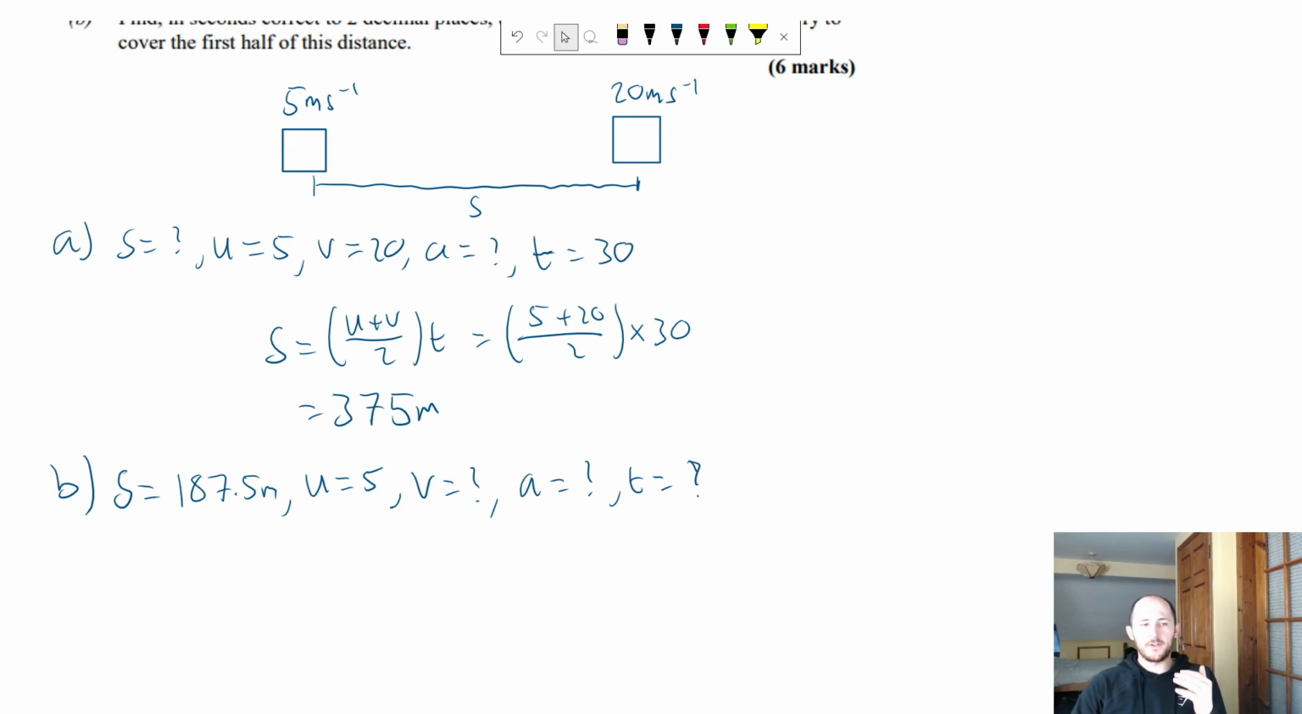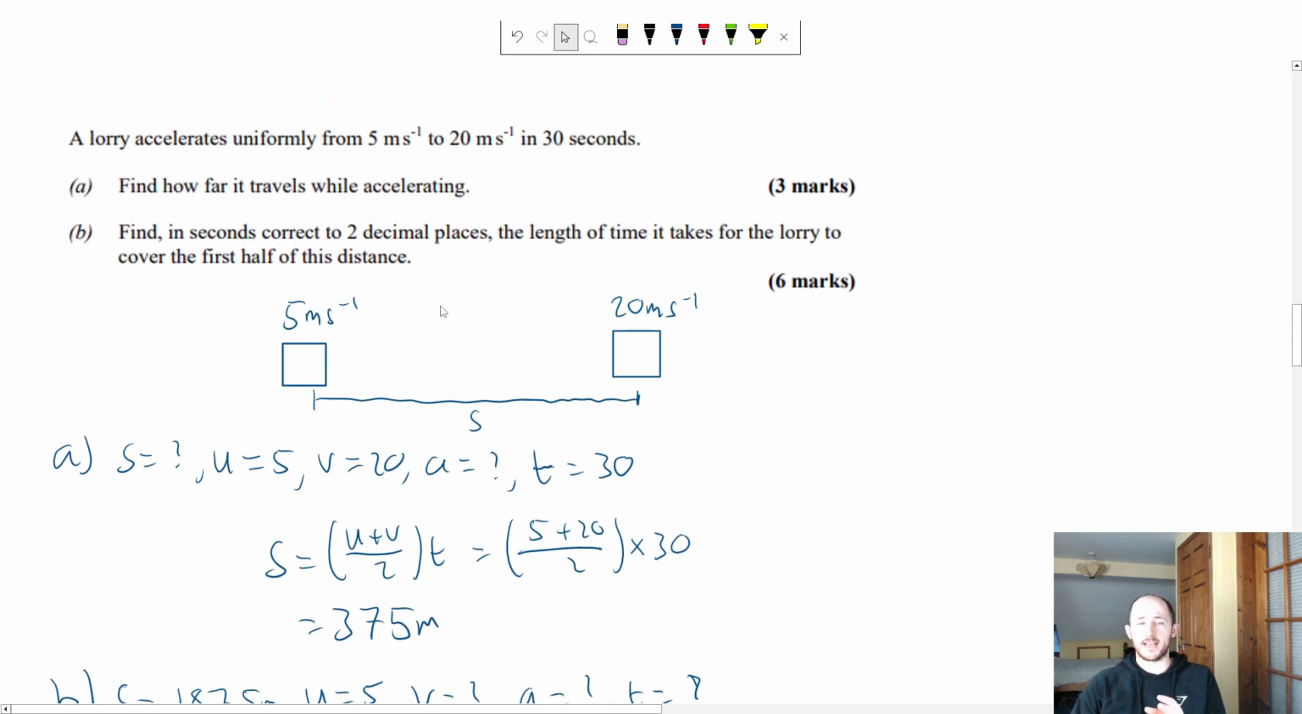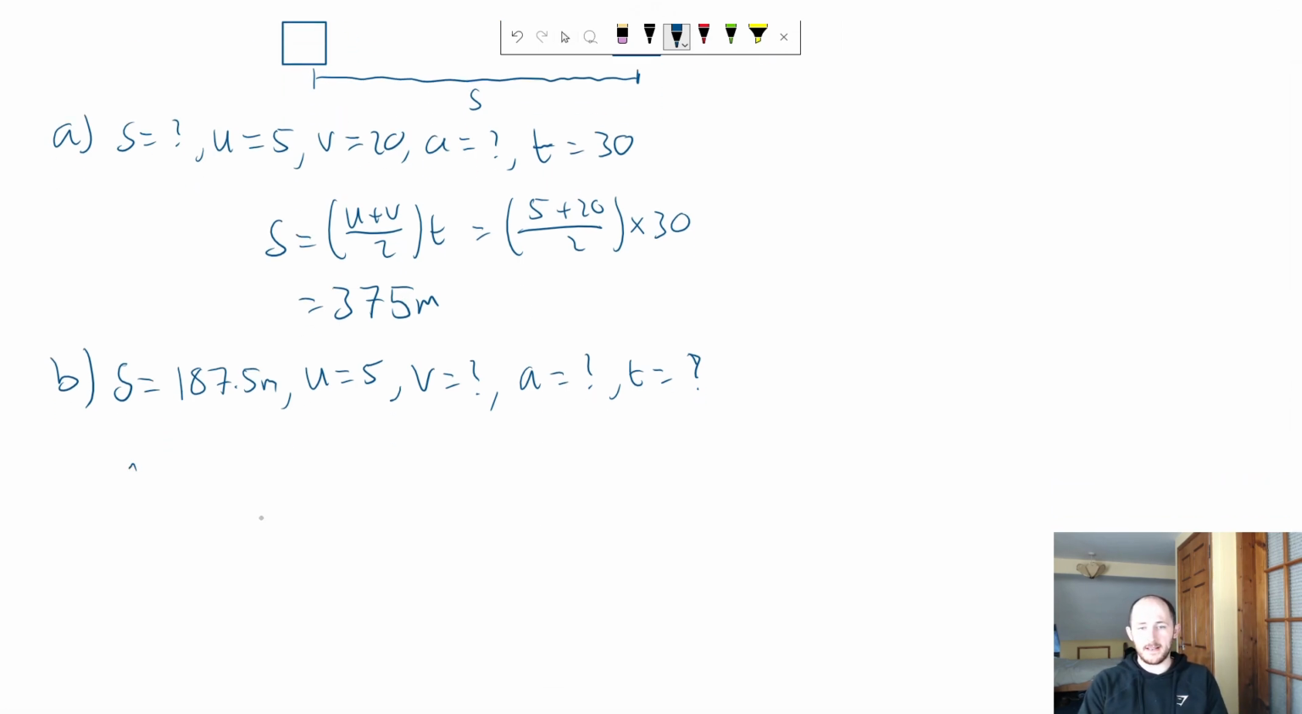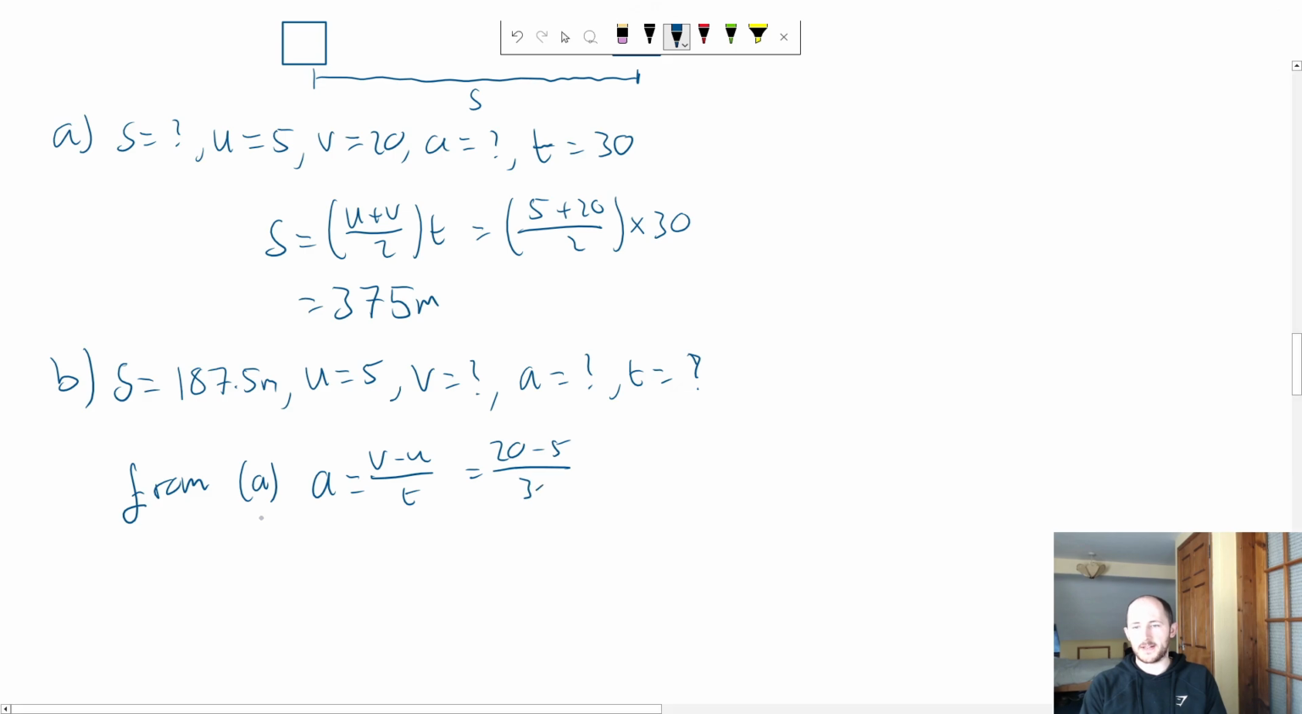Now, there are a few different things you can do in order to work out exactly what's going on. And here's what I would do. If you remember, when we do SUVAT, we have constant acceleration. So I could work out acceleration from part A, and it would be the same as the acceleration in part B. Because remember, the acceleration has to be constant throughout the whole thing. So from A, if we use the part A equations, we can say that A is equal to V minus U over T. So that's 20 minus 5 over 30, which is going to be 15 over 30, which is a half, so 0.5. That's my new value for A. And now we have everything we need.